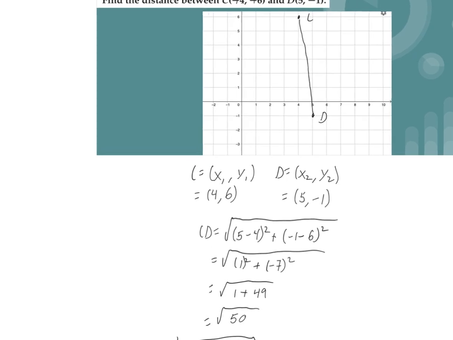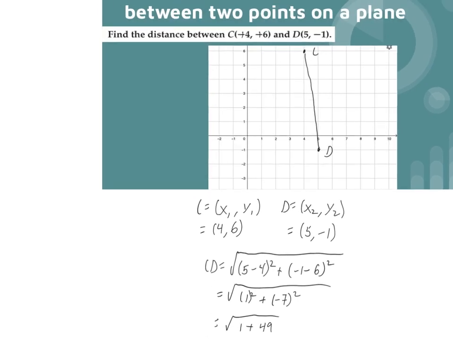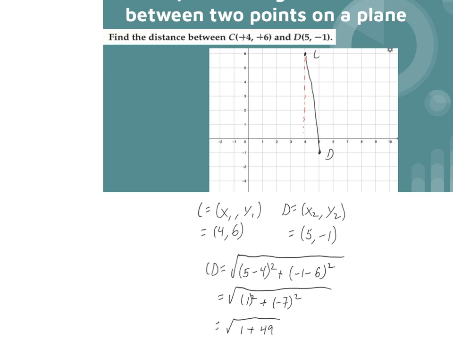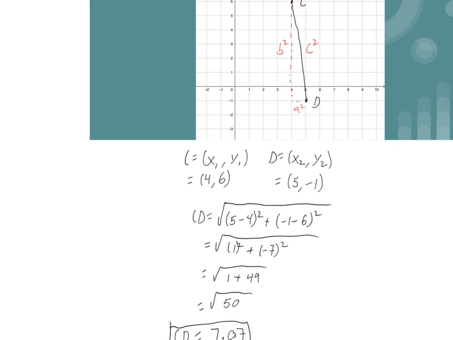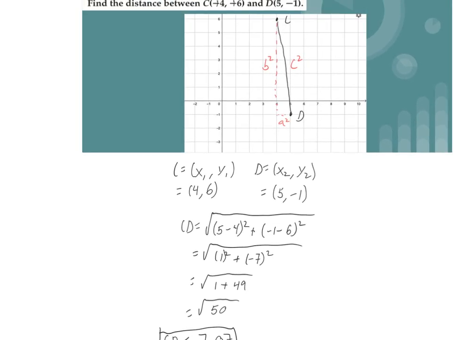Now we can go back and check our answer by looking here. We have our difference in y and our difference in x. You'll notice again that this is very similar to the Pythagorean theorem. This would be b squared, a squared, and c squared. Our distance formula follows a similar pattern, and we see that our answer is logical, that 7.07 makes sense.